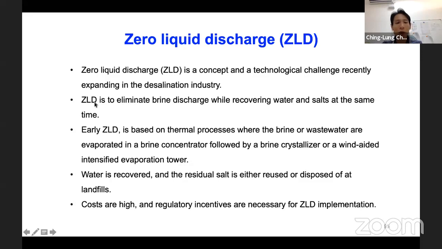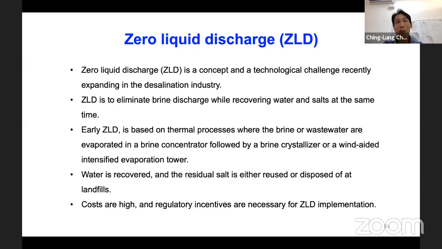So zero liquid discharge is to eliminate the brine discharge while recovering the water and the salt at the same time. It means they recover the water and recover the salt, so there is nothing to be discharged. In the past, zero liquid discharge was based on the thermal process, so it was not so practical because it is too expensive. However, right now people try to use other methods to perform the zero liquid discharge process.